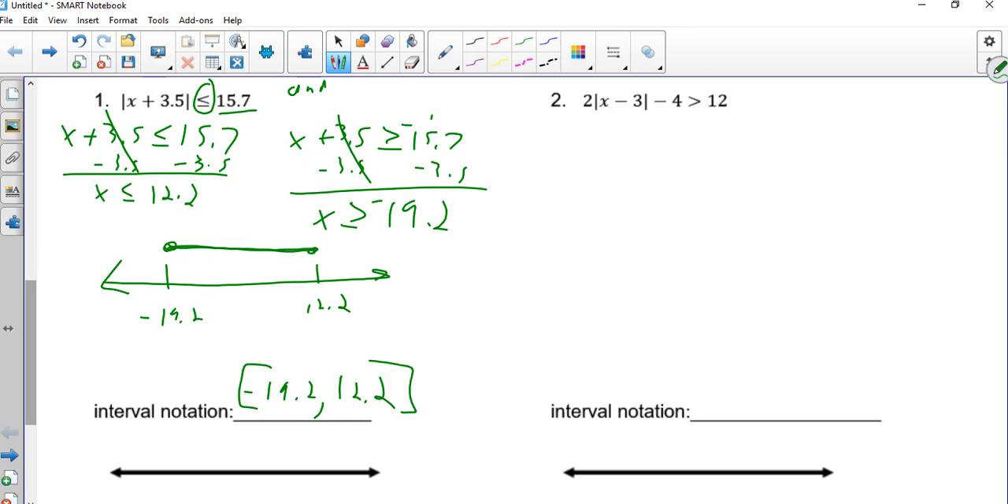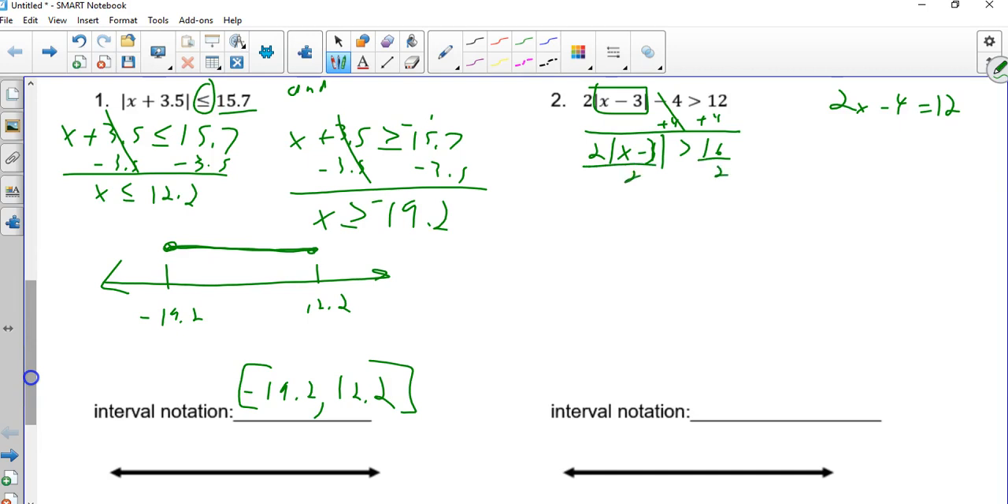Okay, is the absolute value alone? No. It has to multiply by 2 and subtract 4. What do we get rid of first? Go back to basic problem solving. Because this is just a quantity that we're looking at. So it's 2 times that quantity minus 4. Now it's an absolute value, but still theoretically, what do we get rid of first? The 4. So we're going to add 4 to both sides. Which gives me 2 times the absolute value of x minus 3 greater than 16.